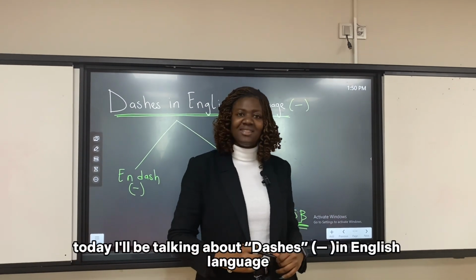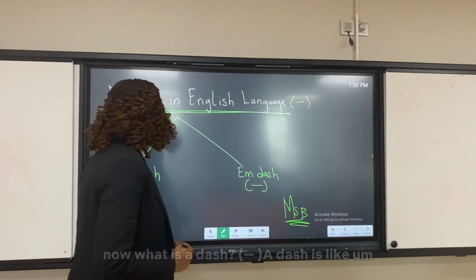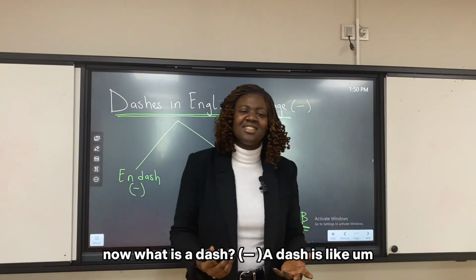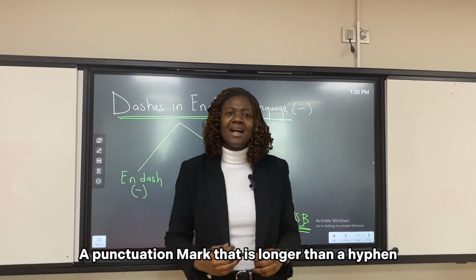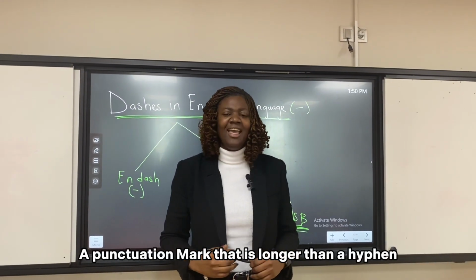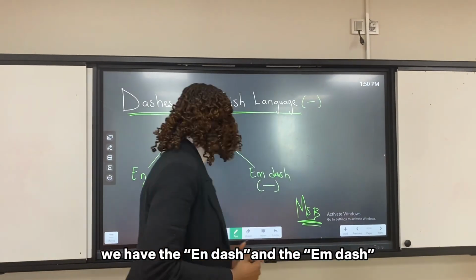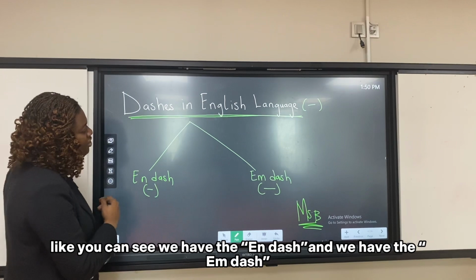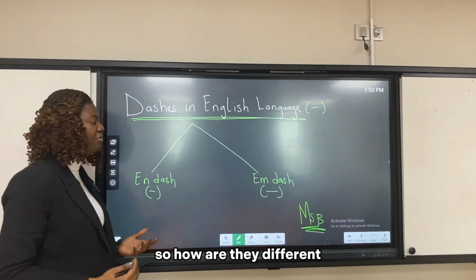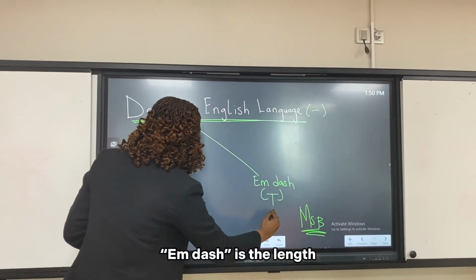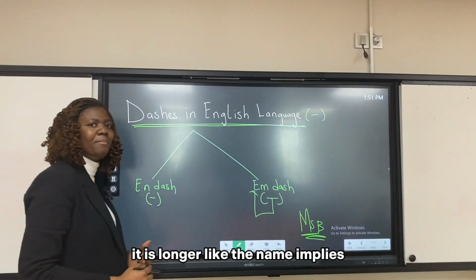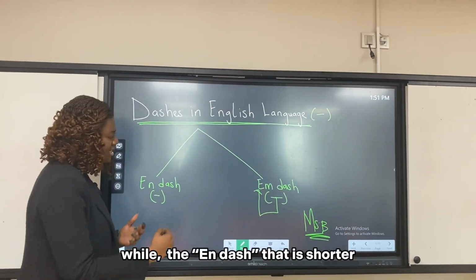Today I'll be talking about dashes in the English language. Now, what is a dash? A dash is a punctuation mark that is longer than a hyphen. And we have two types of dashes. We have the N dash and the M dash. Like you can see, we have the N dash, we have the M dash. So how are they different? The M dash is longer, like the name implies, while the N dash is shorter.